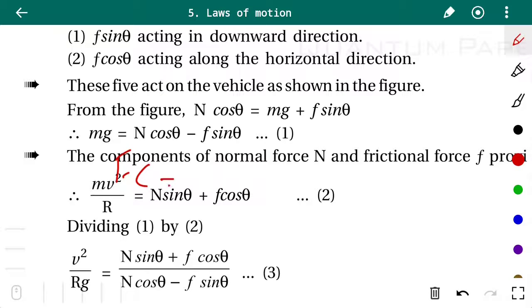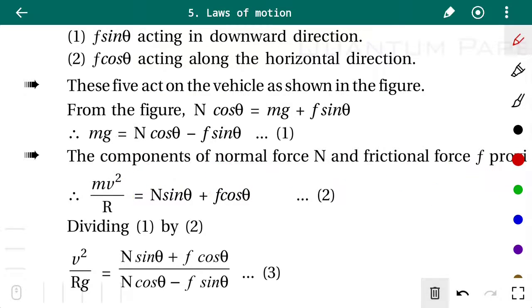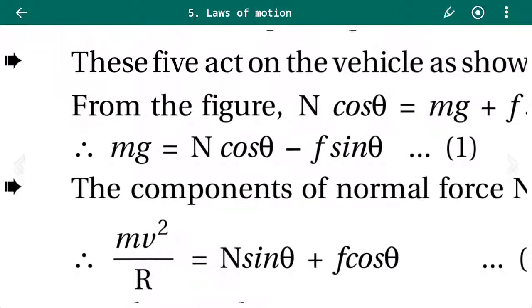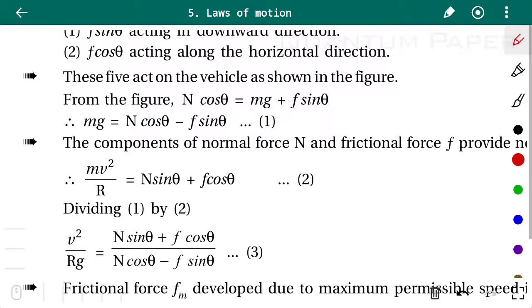Fc equals F cos theta plus normal force, that is n sin theta. Here Fc is the centripetal force, so writing its equation as mv square by r. So mv square by r equals n sin theta plus F cos theta. So we got these two equations, equation 1 and equation 2.